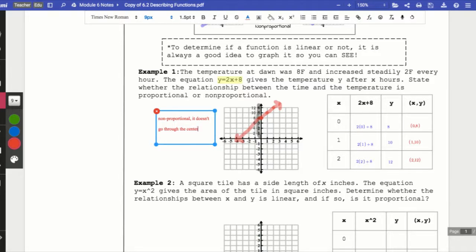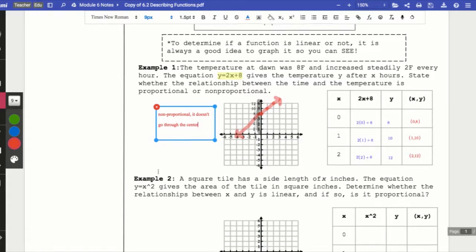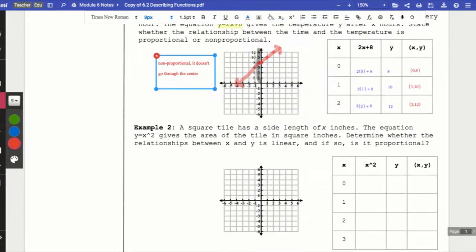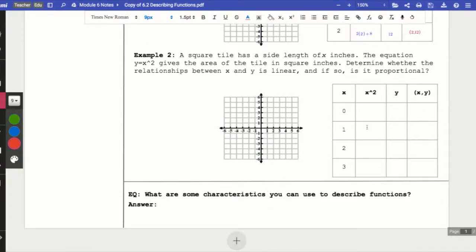So we need to determine whether the relationship between x and y is linear. And if it is linear, is it proportional? So this one was linear because it made a line. So we need to see if this is going to be linear. So we're going to do the same thing. We're going to create an input-output table. We're going to create points, and then we're going to graph those points. And we're going to try to determine if it's linear, if it's proportional, all that good stuff. So I'm again just going 0, 1, 2, 3 because it doesn't make sense to have a negative side length, right? I don't even know what that would look like.